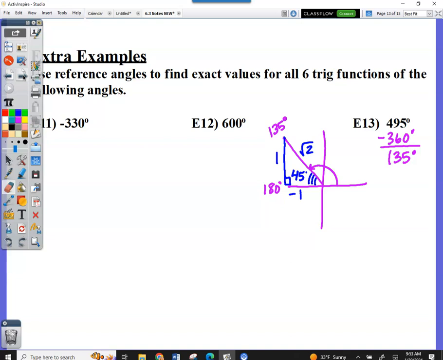6.1 to 6.3 is finding the 6 trig functions. The complexity changes. It's either really simple, the special right triangles, or it's any angle and you have to calibrate it down to something you can work with. And then this new part is, instead of actually finding... so here's the purpose behind reference angle.